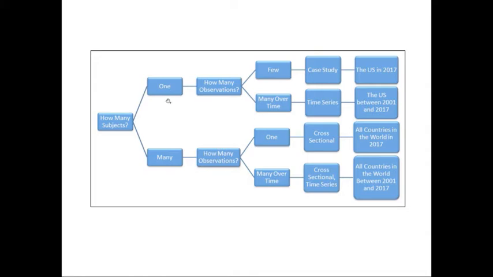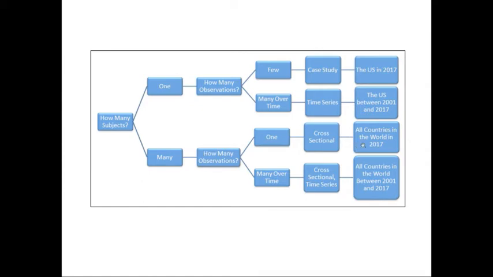If your variable only applies to one subject, but you have multiple observations for that subject over time, then you have a time series variable. An example of this would be studying democracy in the U.S. between 2001 and 2017. There would only be one subject, the U.S., with multiple observations between 2001 and 2017. If your variable applies to multiple subjects, and you only have one observation per subject, then you have a cross-sectional variable.